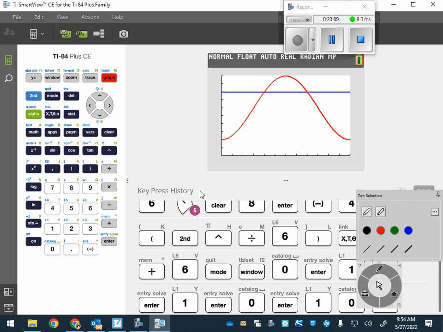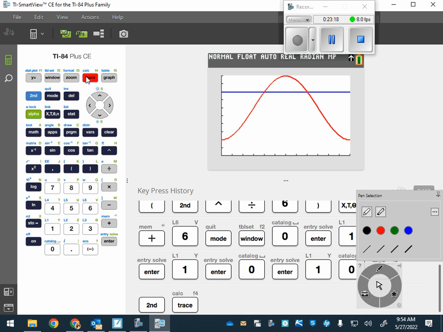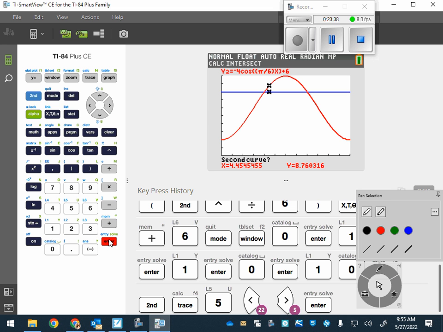Look at that pretty graph. Okay, so how many times do we have to do intersect? Twice. So second, trace, number 5. But right now my cursor is in the middle. I want to move it to the left. Do this one first. I'm going to show you another way as well. Here, so it's close. Hit enter. Enter. Enter. Until you see the intersection of 4.